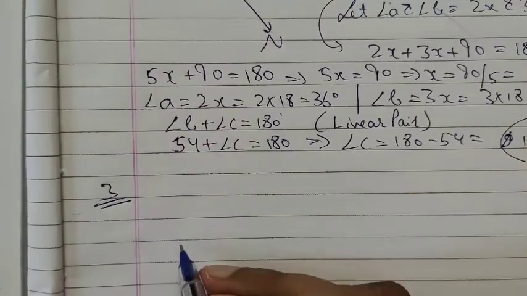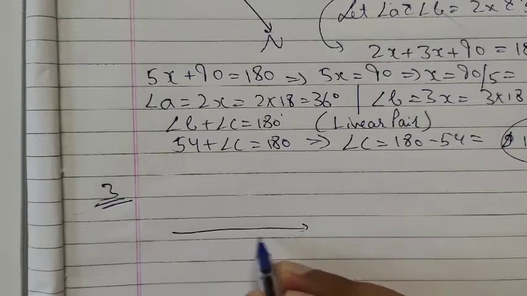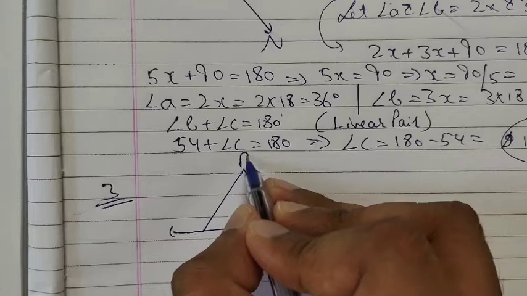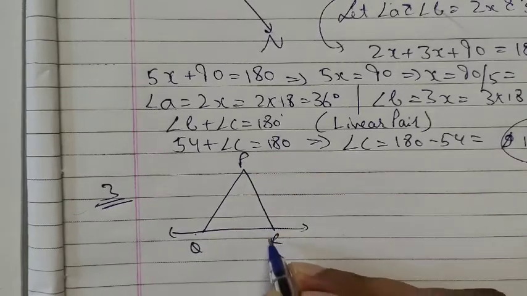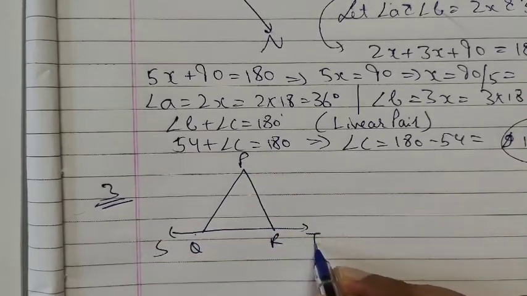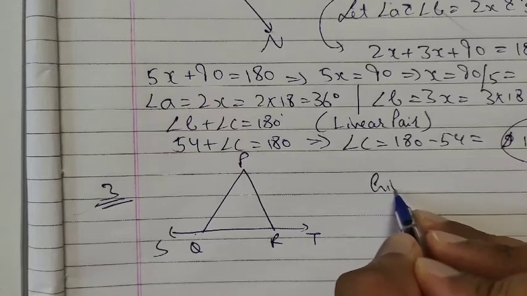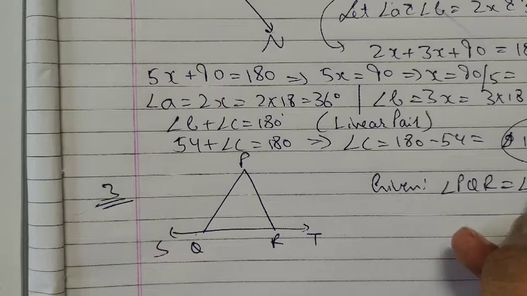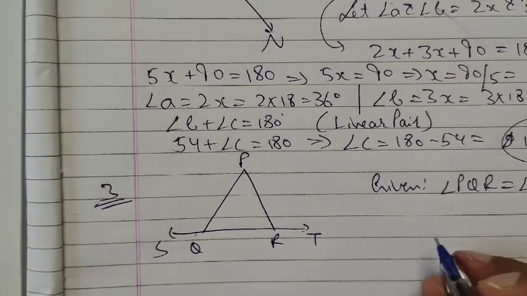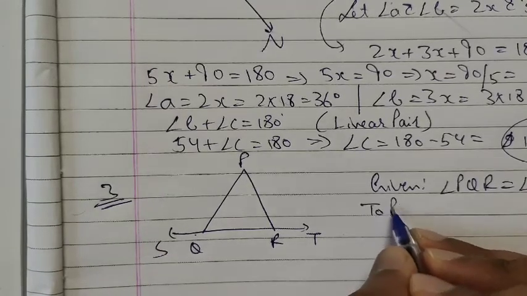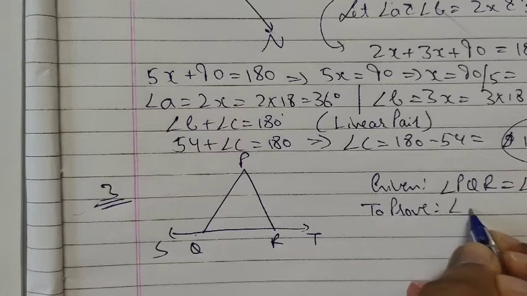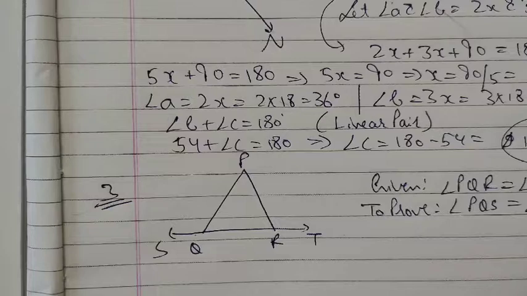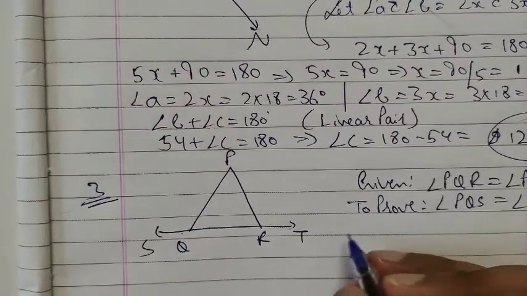Question number 3. In question number 3 we have this sort of figure, P, Q, R, S, T. Given: angle PQR is equal to angle PRQ. To prove: angle PQS is equal to angle PRT. So proof.